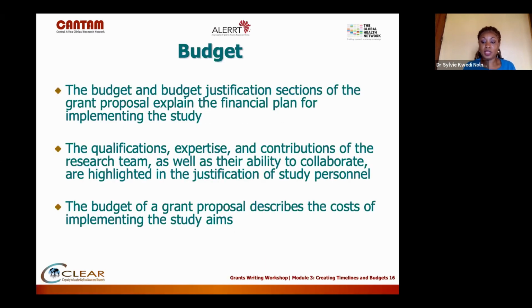All right, now let's talk about budgets. The budget, just like the timeline, is also another tool to provide the reviewer with confidence. Now, we're talking about money. Money is sensitive.